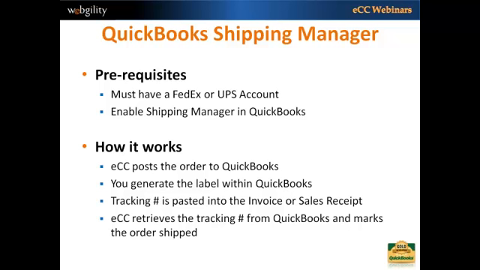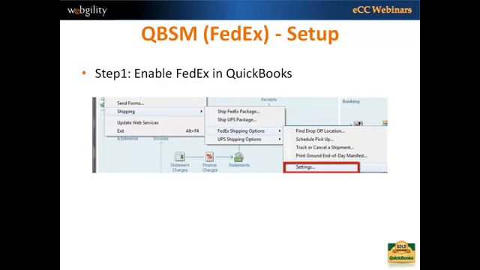So the process is a little reverse of our standard process of first generating the label and then placing the order into QuickBooks. Here, we first generate the label from within QuickBooks and then retrieve the tracking ID from there. So the first step is to post the order into QuickBooks. Let's take a look at how that works.